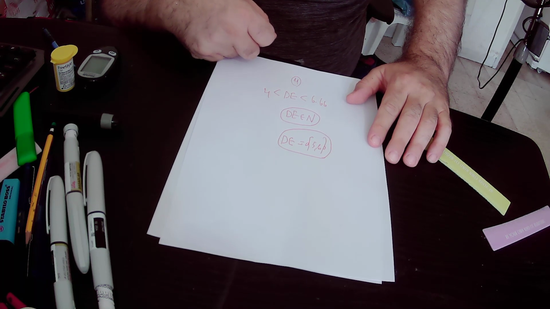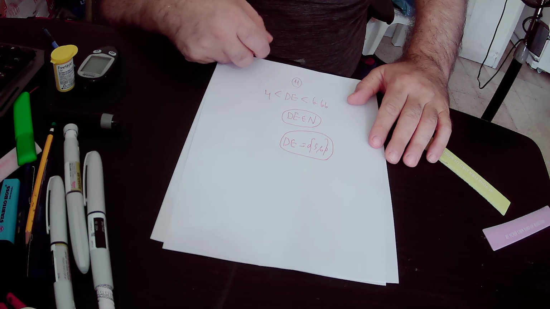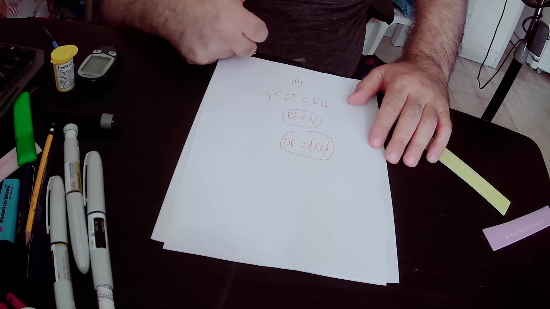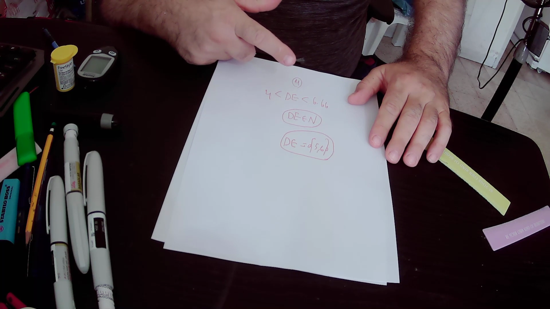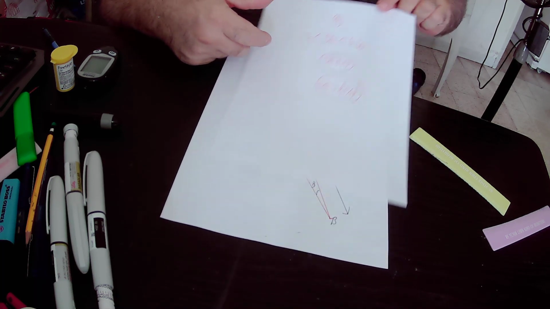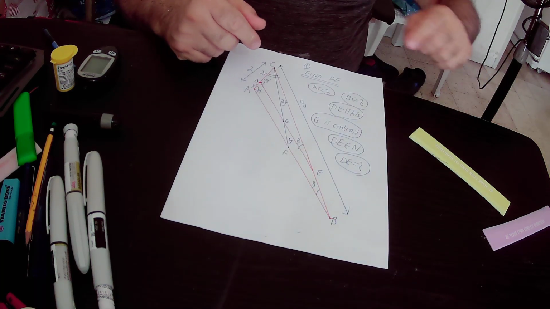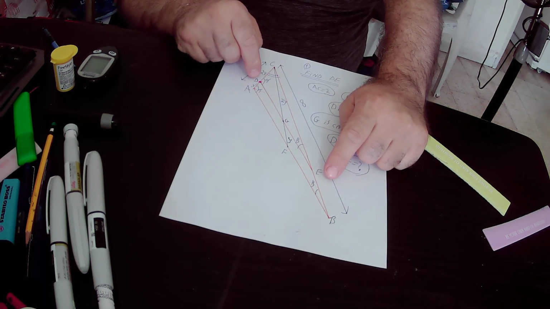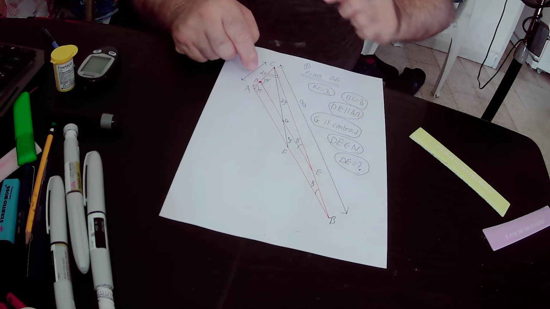So which natural numbers are greater than 4 and smaller than 6.66? We have only 5 and 6. So the value of DE will be equal to either 5 units or 6 units. So the answer to the question is that the size of DE is either 5 units or 6 units. And that is the final answer to the question. Okay? Thank you very much.